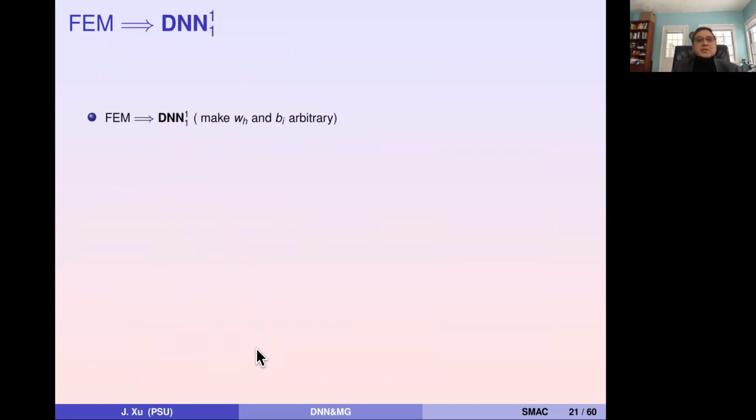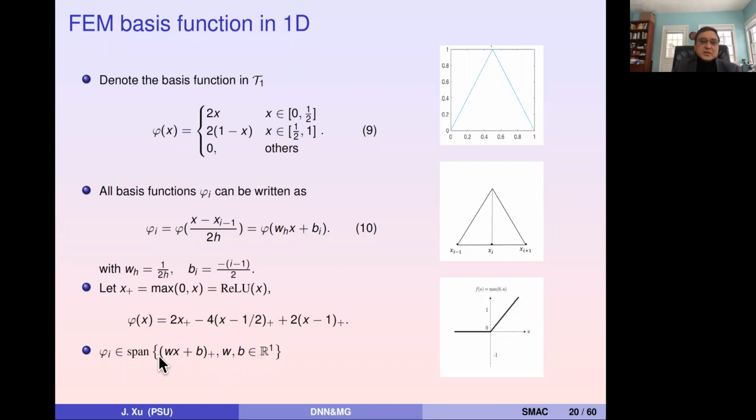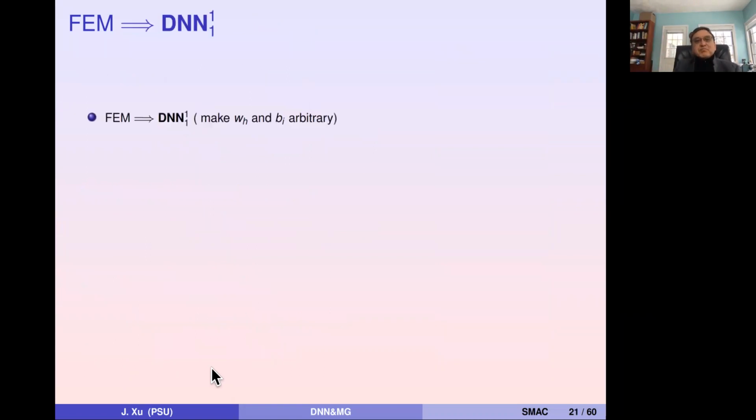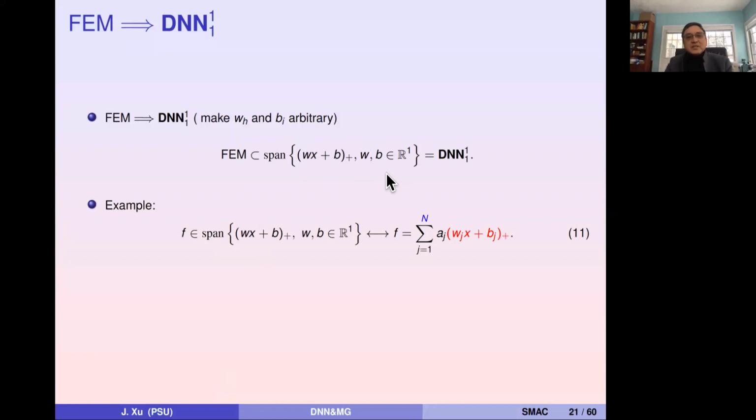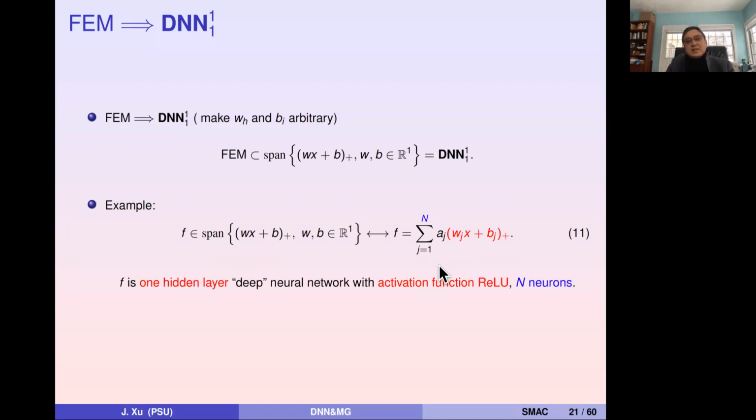So what does that tell me? This span here is actually the one-dimensional neural network with ReLU as activation function, one hidden layer. This tells me that the finite element space is contained in this ReLU neural network. What you call a DNN with one level, and the example is that f is in here, it can be written as a linear combination of that. And the deep neural network activation function ReLU is what in machine learning we call neurons.